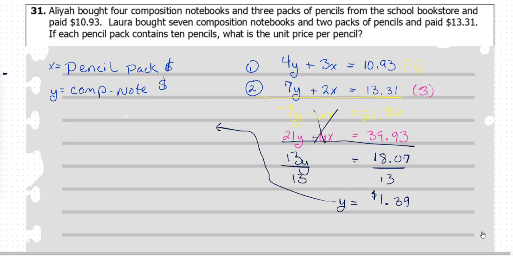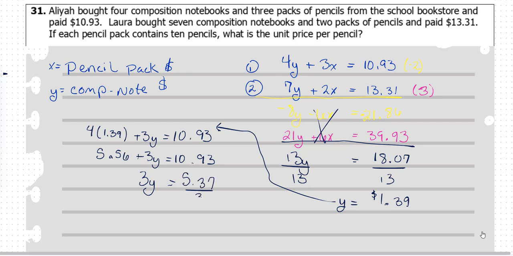So I'm going to take that information and I'm going to plug it into one of the two equations. 4 times $1.39 plus 3x equals $10.93. And so that's going to be a $5.56 plus 3x is equal to $10.93. And so I'm going to subtract that from both sides, and I have 3x is equal to $5.37.